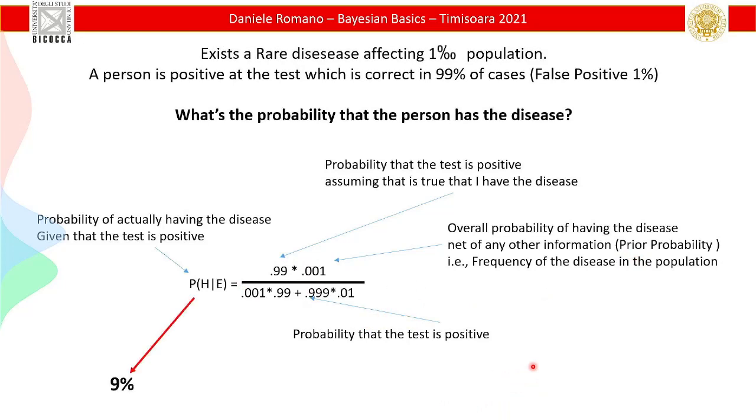And if we plug in the numbers, the chance that I have this kind of disease is still quite small, 9%. That's why when you go to the doctor, they say it's better if you have a second test, okay? Because one test doesn't mean that much in the end.